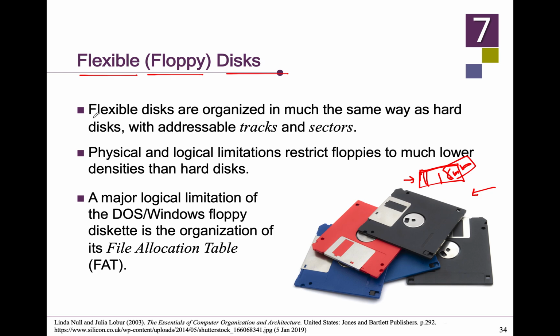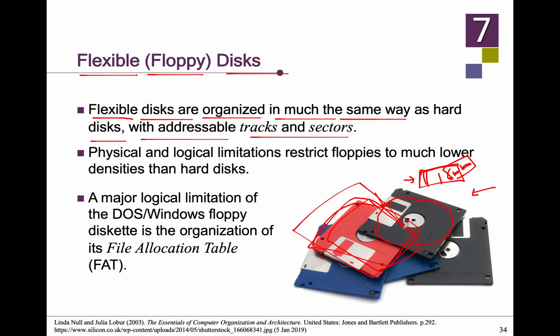So about the floppy disk, flexible disks are organized in much the same way as hard disks, with readable tracks and sectors. Inside it looks like this: the color is black, like a transparent film, black color, and it is divided into tracks and sectors. The size is very small also. It cannot support gigabytes, maybe 16 or 32 megabytes only for one floppy disk. It's quite big if you compare it with your pen drive.